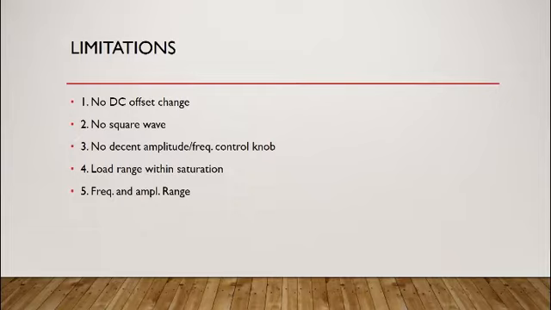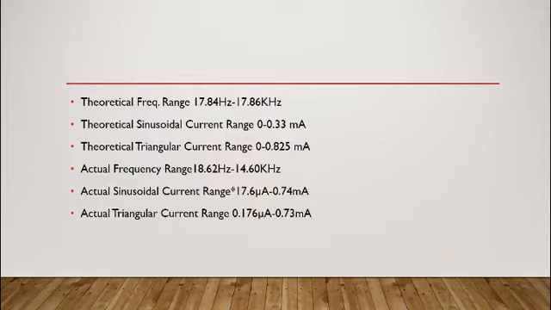The fifth thing is the frequency and amplitude range. The range is shown here. It should be noted that the actual sinusoidal current range is slightly larger than the theoretical sinusoidal current range. I think this is because we cannot detect a perfect sinusoidal wave with our bare eyes on the oscilloscope.